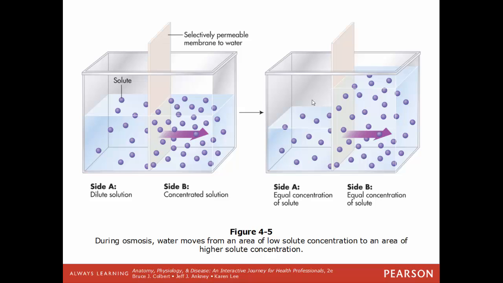Now this process can be very, very dangerous when it comes to human cells. For example, if a red blood cell is put into a solution where there's more solute on the outside, then this process happens. Water will leave the red blood cell to neutralize the concentration, but by doing so, the red blood cell will shrivel up or crenate and then won't be able to function.